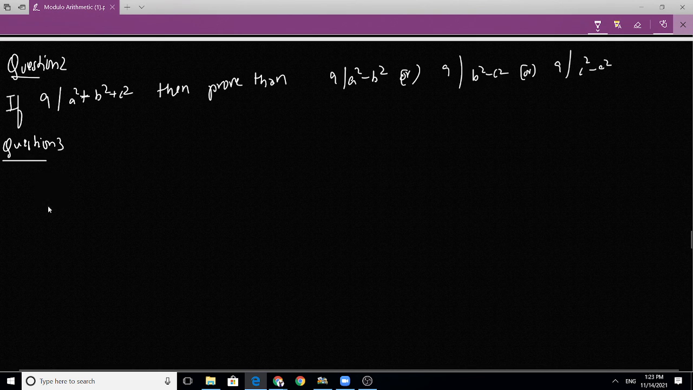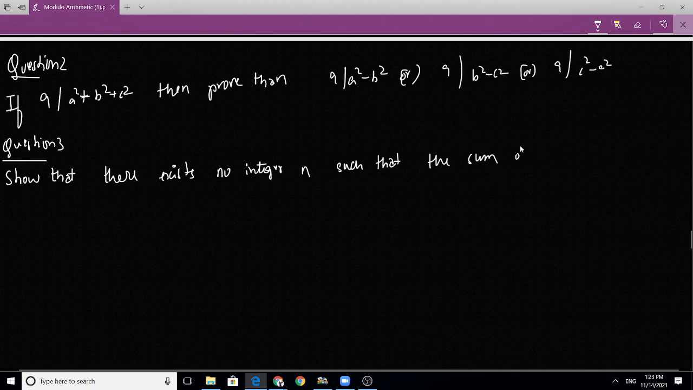Question 3. Show that there exists no integer n such that the sum of the digits of n square is equal to 2021. Until I write the next questions, you can just start solving the second question.